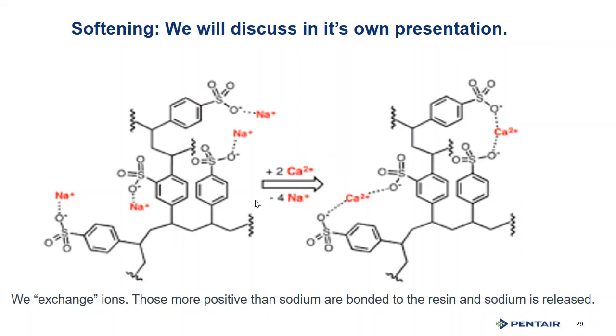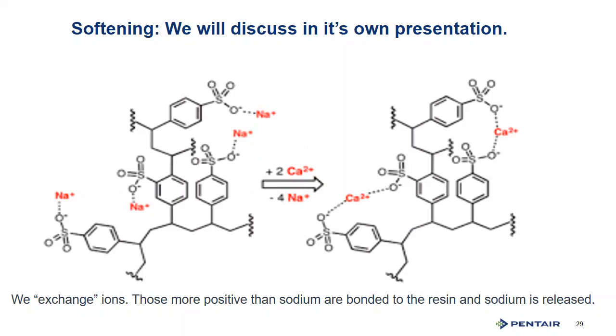You pass water with hardness over it, it's going to swap out the calcium on those sites for the sodium, and then the sodium goes downstream. Why is that important? Because sodium does not form hard scales with carbonates. It doesn't, it eliminates the problem.